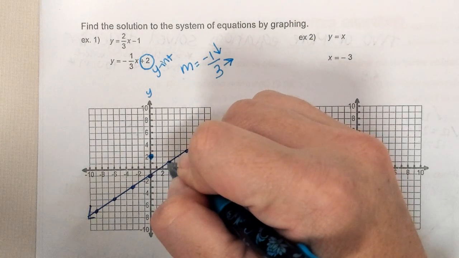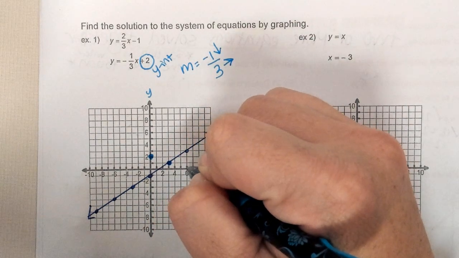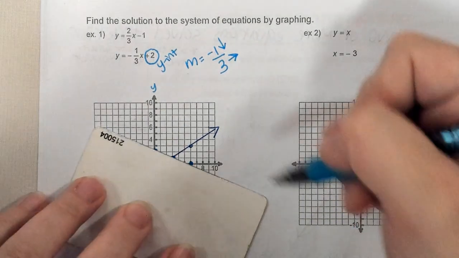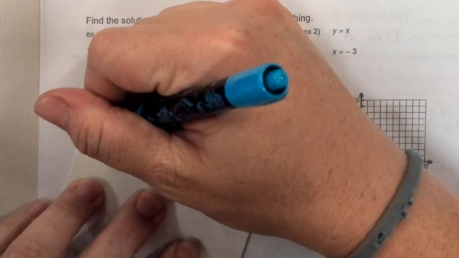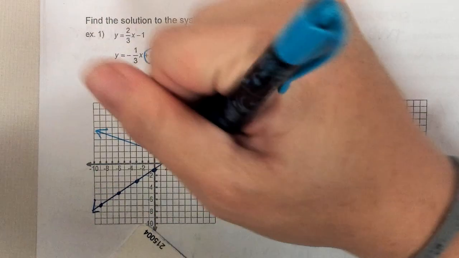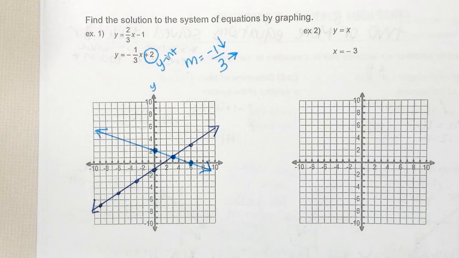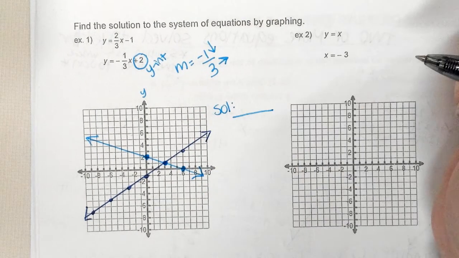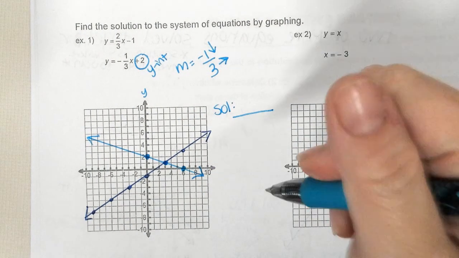Well, what did I find right away? Did I find where they touch? Yep. Okay, so on your second line, you don't really have to go all the way across. You just really need to find where they touch and draw your line. So when it asks for a solution, what is your solution here? Well, where do they touch?